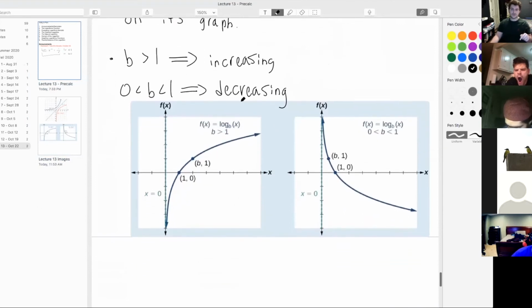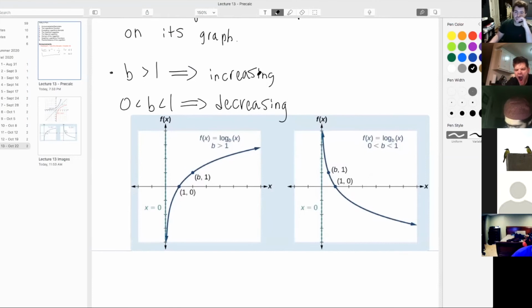Yeah, so this just highlights, look, if b is greater than 1, that's this left graph. Look, it's increasing. As I travel on the x-axis, the y values are getting bigger. It's a direct correlation. X goes up, y goes up. That's increasing. But when the base is between 0 and 1, we have an indirect correlation. X values go up, y values go down. Indirect. Okay, X goes up, y goes down. All right.